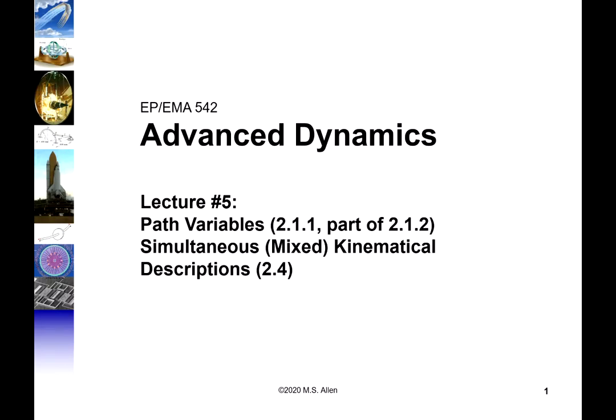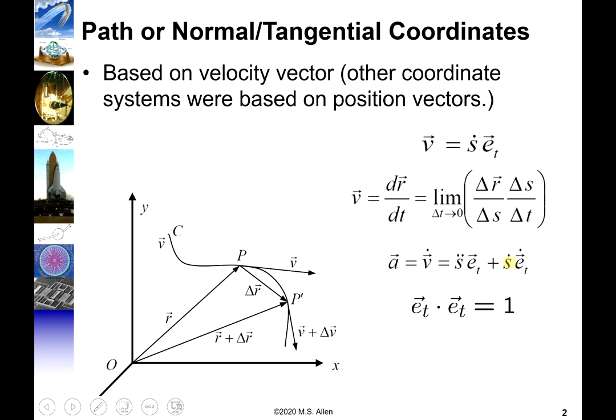Welcome back. Today we'll cover another coordinate system. This one's quite a bit different than the ones that we've studied so far because it's based on the velocity vector. In other words, we take the velocity and define that to be the speed times a unit vector in the direction of the speed.